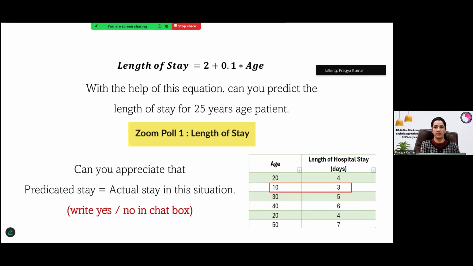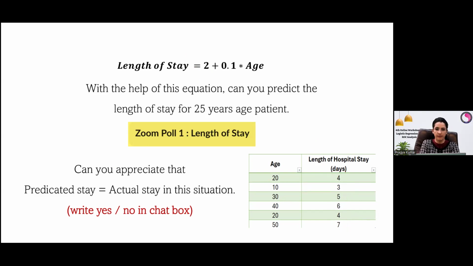Can you say, please write yes or no? If this is the age and this is the length of hospital stay, using this formula, can you say that the predicted will be made from this formula? And this column which you can see here is the actual. So if you use these ages, like 20, 10, 30, 40, 20 and 50, can you say that the actual stay and the predicted stay are the same? So yes, most of you have answered yes. Dr. Arun Singh has raised his hand.